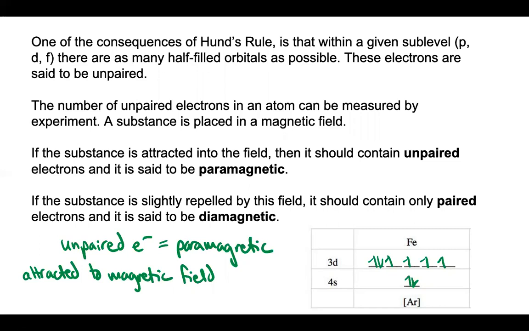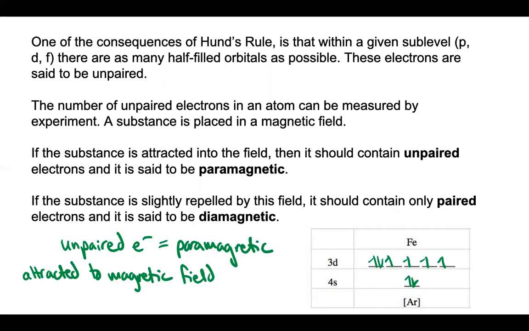The number of unpaired electrons in an atom can be measured by an experiment. If you place the substance in a magnetic field, if the substance is attracted to the field, then it should contain unpaired electrons, and it is said to be paramagnetic. If the substance is slightly repelled by this field, then it contains only paired electrons, and it is said to be diamagnetic. So our unpaired electrons are paramagnetic.